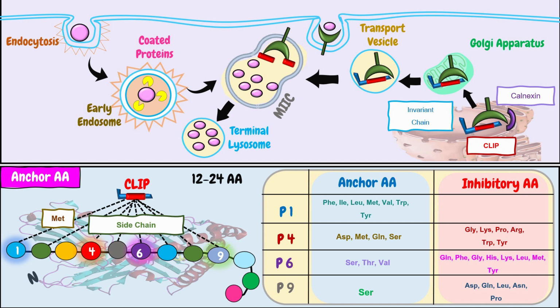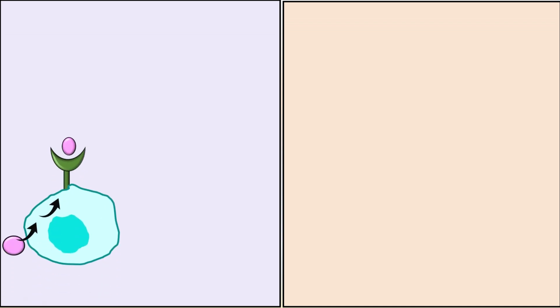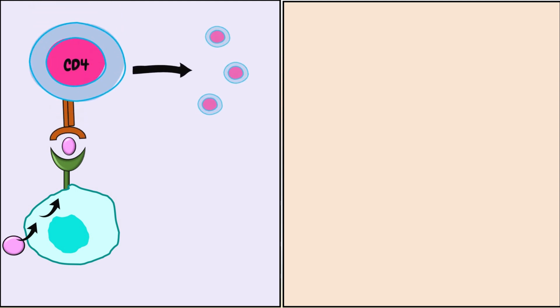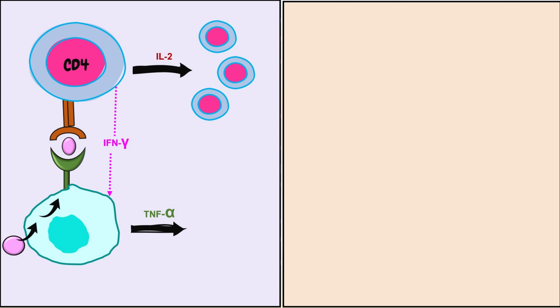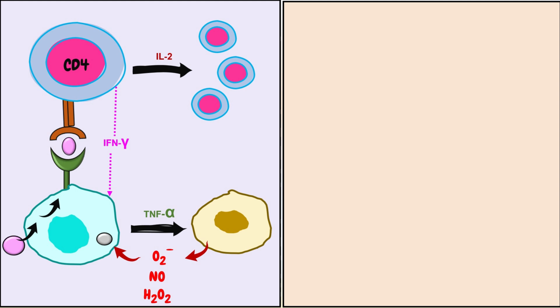Now let's discuss T cell activation through MHC2. The peptide-MHC class II complex can activate CD4 T cells and induce the proliferation and secretion of various cytokines such as interleukin-2 and interferon gamma. Interferon gamma released by CD4 T cells causes release of tumor necrosis factor alpha by the antigen-presenting cell, which plays an important role in this process. It leads to the formation of oxygen radicals that are able to kill intracellular microorganisms.